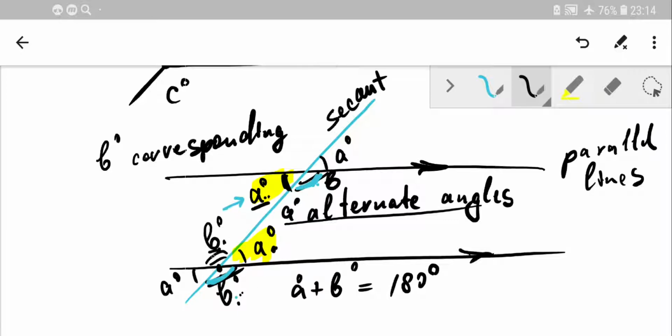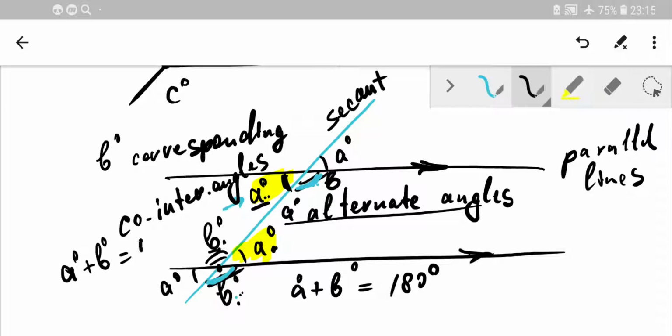Why co-interior? Because they lie on the same side of the second line, so they lie on the left side and within 2 parallel lines. That's why they're called interior. So co-interior angles. And this is the case, so A plus B is always 180. All right, so as you understand, you can use multiple properties to figure out one angle through another, okay? And this is the basics.